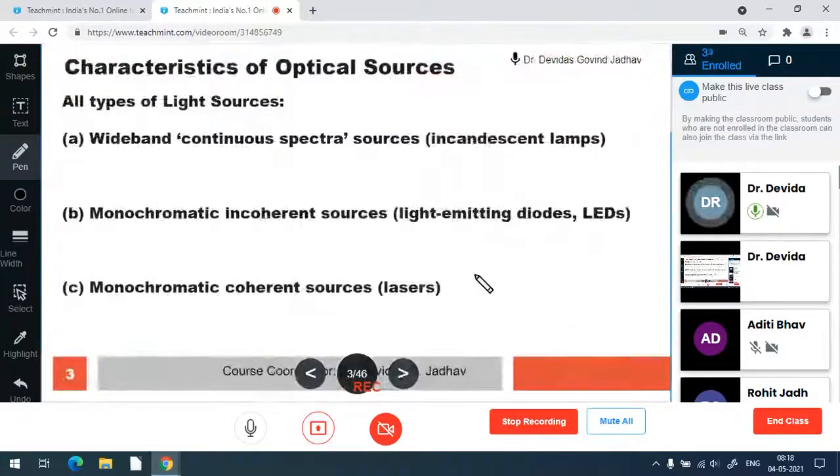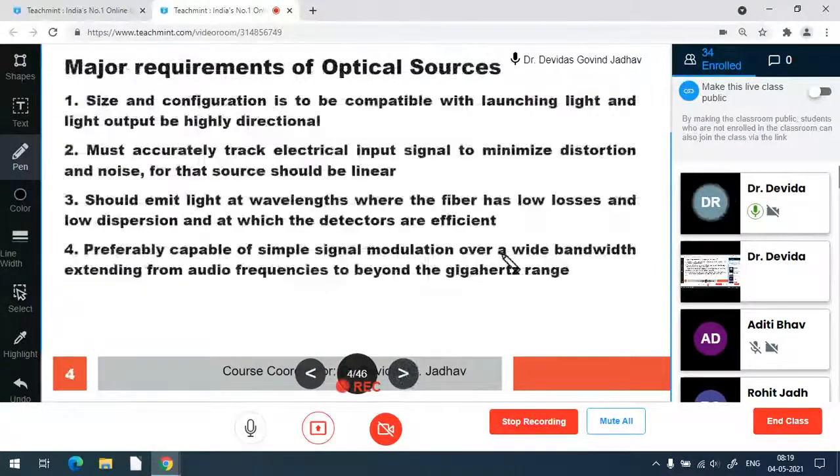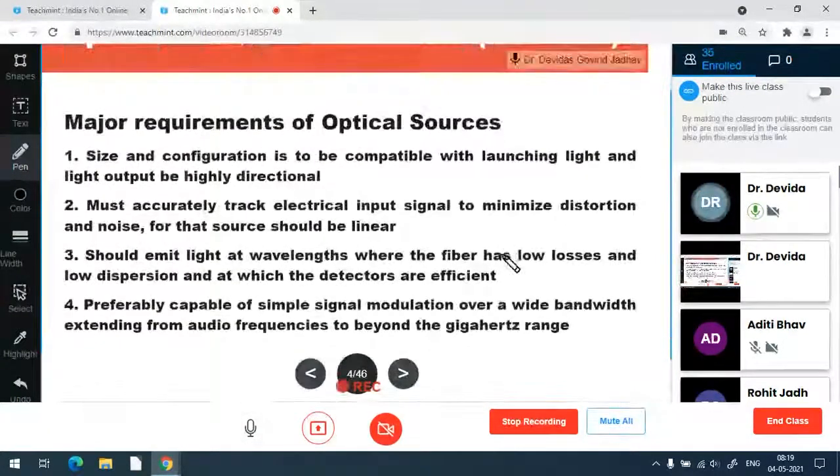So very quickly, light sources are continuous spectra, all the wavelength, monochromatic incoherent sources, and monochromatic coherent sources. All spectra is incandescent lamp, monochromatic incoherent is LED, and monochromatic coherent is laser. The source should have the size and configuration compatible to launching light, and light should be directional, must accurately track electrical input to minimize the distortion noise. That's why the source should be linear.